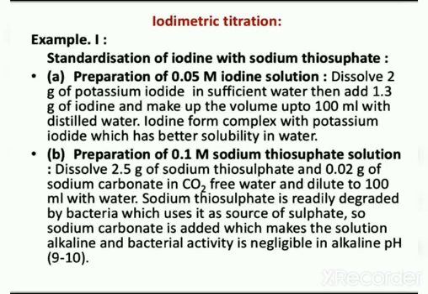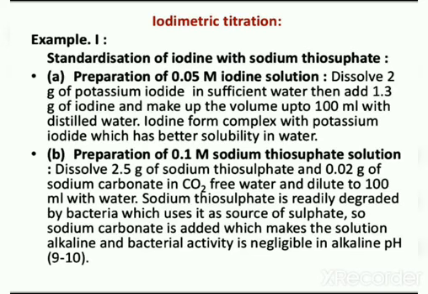Apart from these examples of iodimetric and iodometric titrations, we have some estimations done by using these titrations. They are estimation of iodine, copper, potassium dichromate, arsenous oxide, bleaching powder, and hypochlorite, and we can also estimate barium by using these types of redox titrations, iodimetry and iodometry.